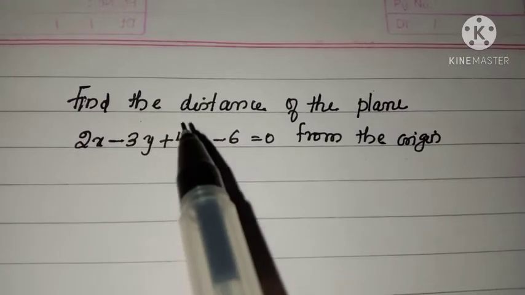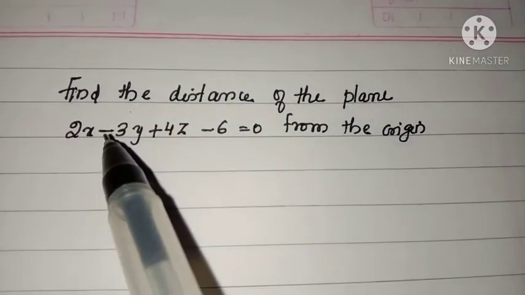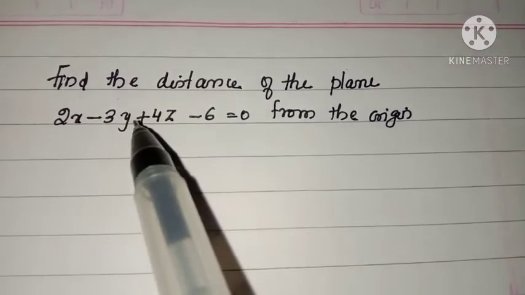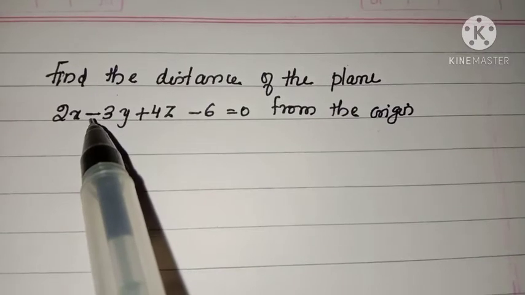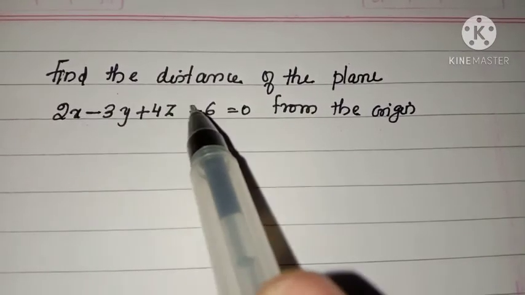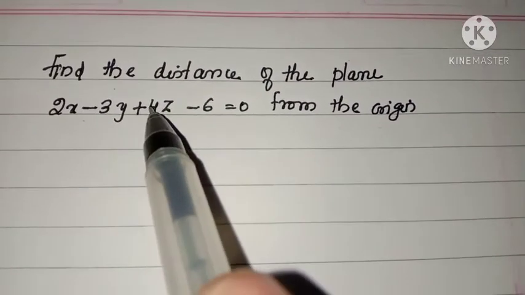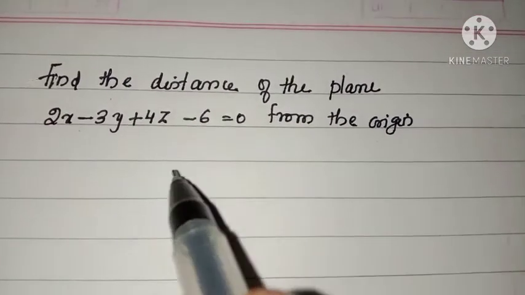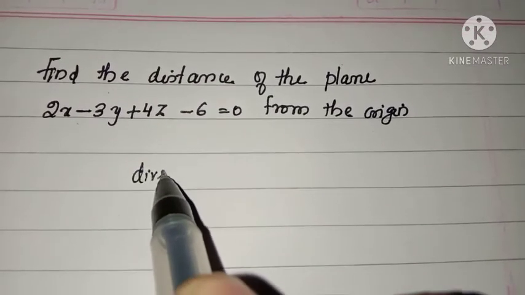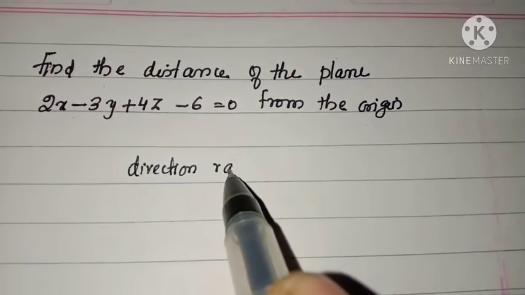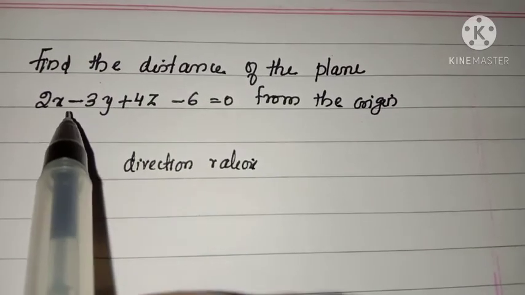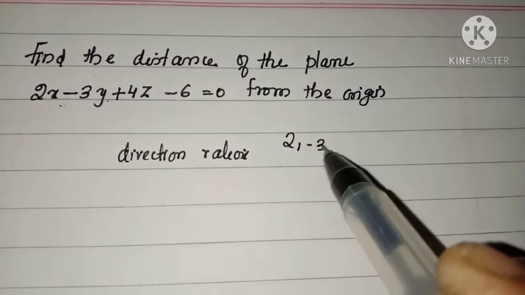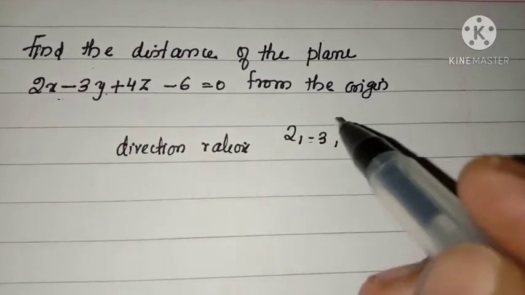See this example. Find the distance of the plane 2x minus 3y plus 4z minus 6 equal to 0 from the origin. See, the equation of a plane is like this: x, y, z and a constant term. 2x minus 3y plus 4z minus 6 equal to 0. From the equation we can easily write the direction ratios. Direction ratios are the coefficients of x, y and z. So 2, minus 3, 4. These are the direction ratios.